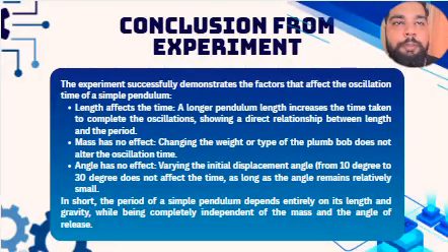The third point is angle has no effect. Varying the initial displacement angle from 10 degrees to 30 degrees does not affect the time, as long as the angle remains relatively small. In short, the period of a simple pendulum depends entirely on its length and gravity, while being completely independent of the mass and the angle of release.